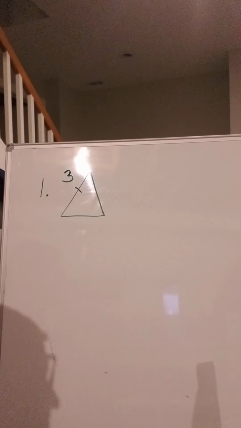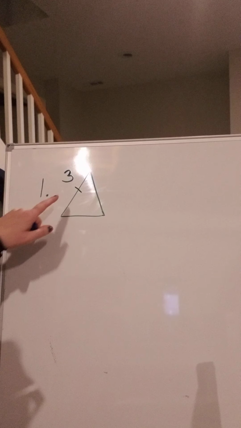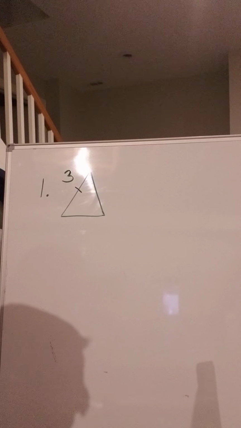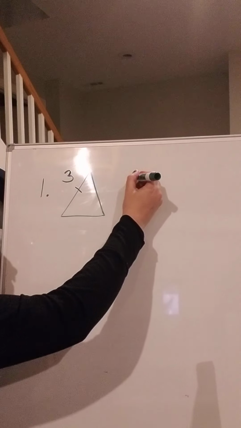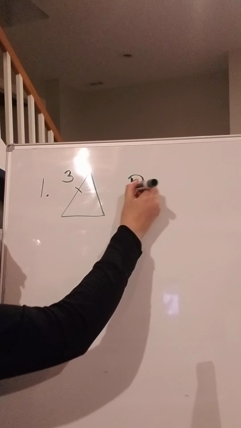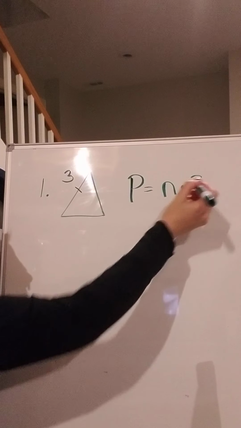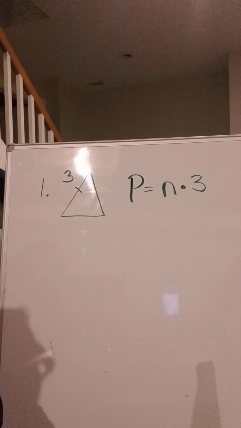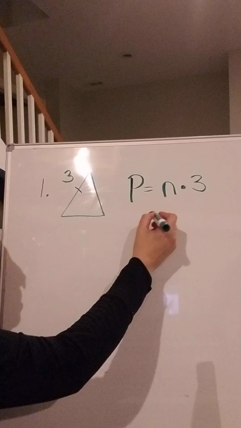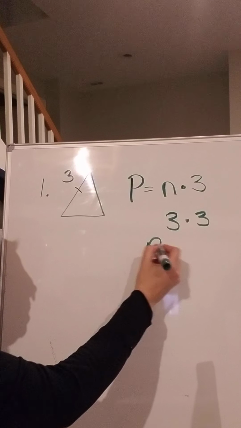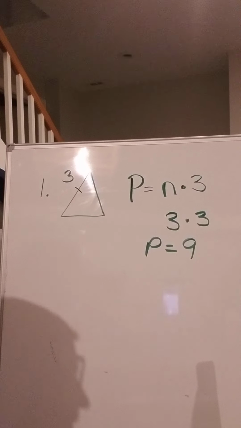Now, because this is a polygon, you would know that you only have to add up all the sides. The other way to do this, because they're all the same side, you could do P equals n times 3. Okay? N would be the number of sides. 3 is how long the sides are. So we have 3 sides that are 3 inches long. So P equals 9. It's as easy as that.